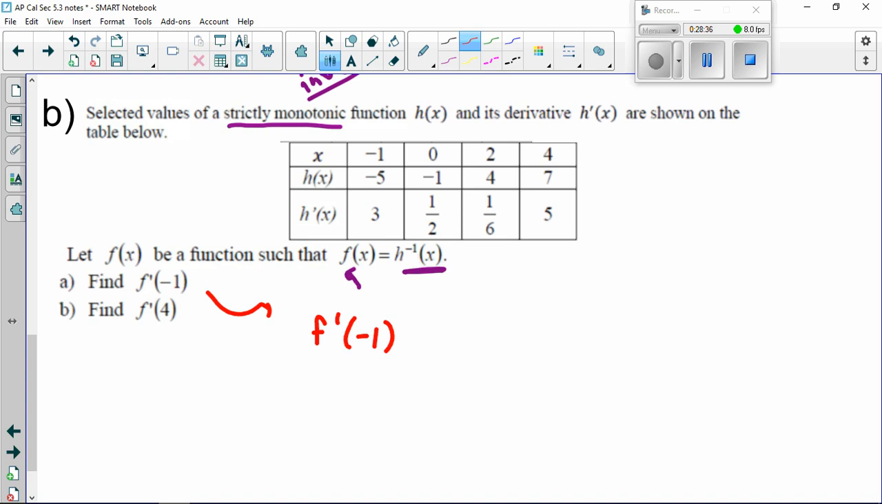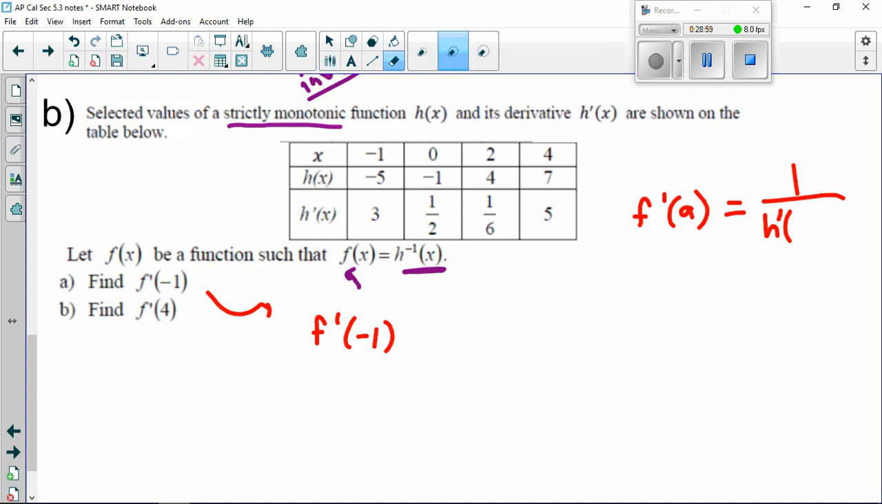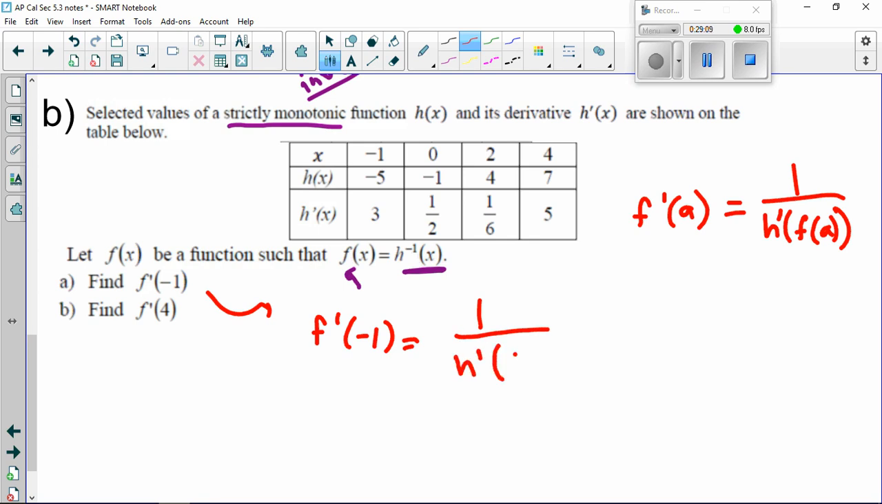Well, f is an inverse. So in order to find f prime of anything, we're going to use 1 over h, because that's the other function this time. Make sure that you use it based on the functions that they give you. And then the inverse h prime, and the inverse goes on the inside, which is not g anymore. Our inverse this time is f of a. So we need 1 over h prime of f of negative 1.